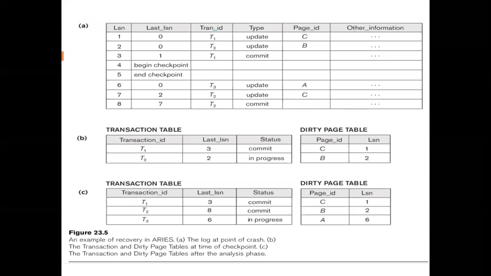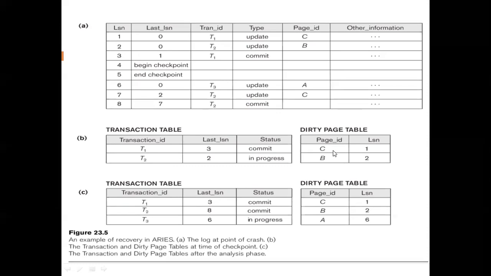So here is an example of recovery in ARIES. The first table is the log entry at the point of crash. LSNs will be maintained, the last LSN of each particular transaction. Transaction IDs T1, T2, T3, three transactions are there, the type of operation they have performed, and on which page. These things are maintained like this, and a checkpoint is also added in the log file. A transaction table will be like this: transaction 1, transaction 2, the last log sequence number will be written, and what the status is.